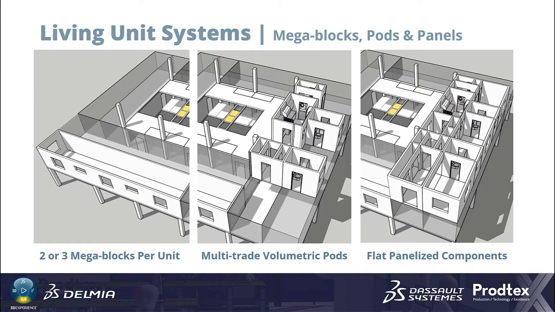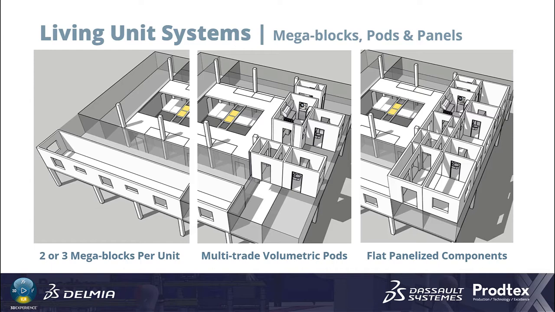These are 2 or 3 megablocks per unit, and these units would be 2 or 3 bedrooms per unit. That's one way to deliver them. Another is what's called volumetric pods that include multiple trades. So electricians, plumbers, multiple trades would work on an individual pod in a factory, and then that pod would be delivered to a job site.